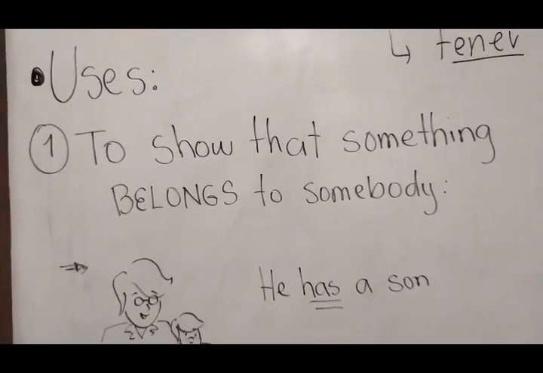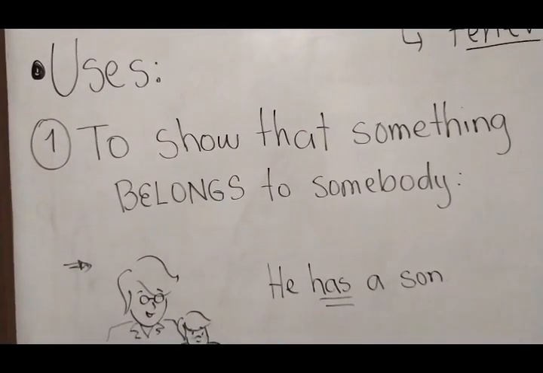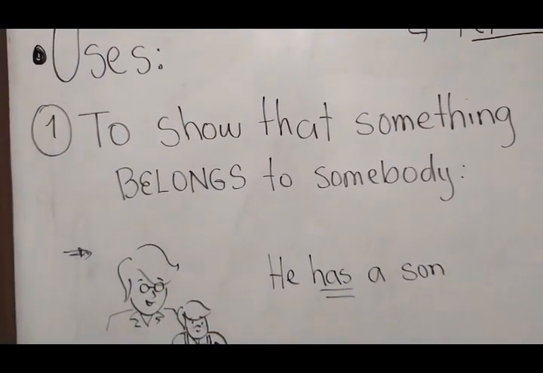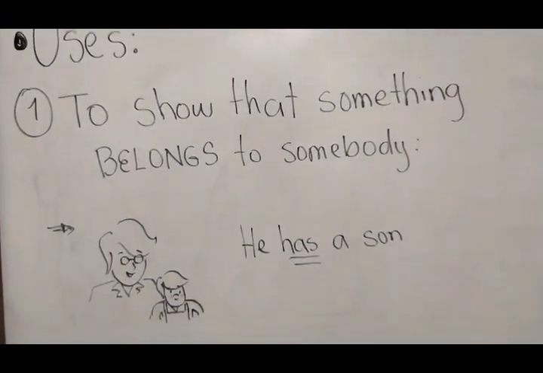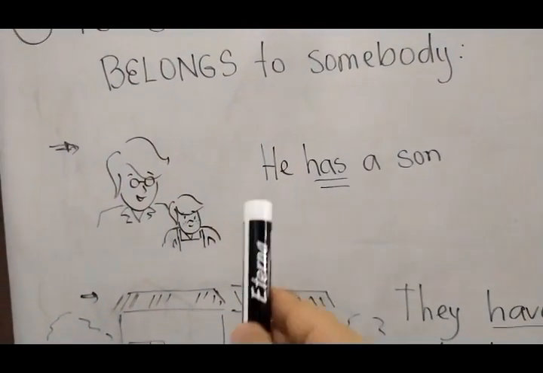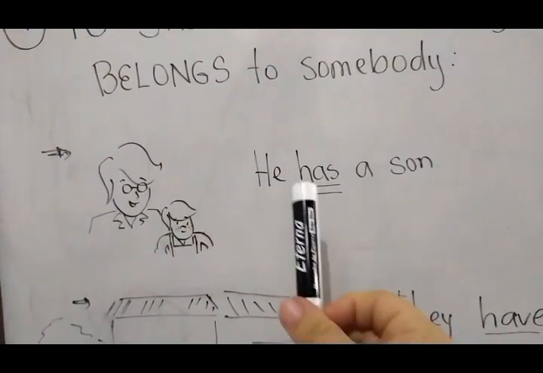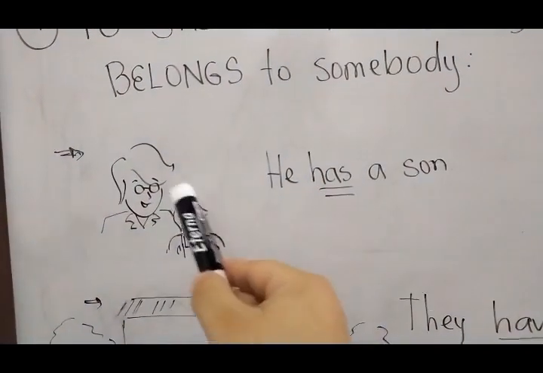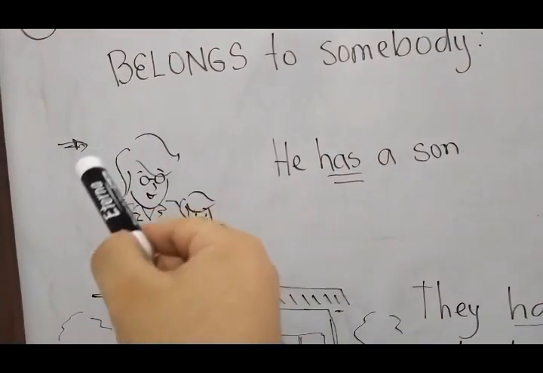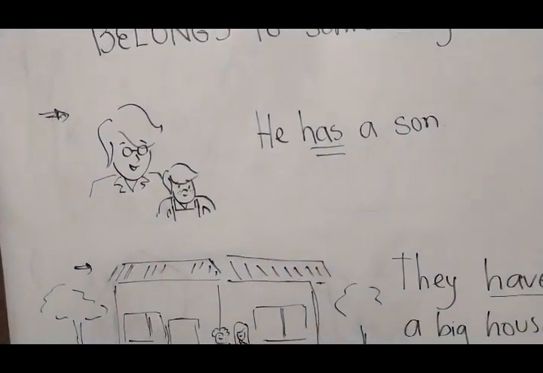So first, we use the verb have and has to show that something belongs to somebody. So, for example, he has a son. Él tiene un hijo. So that is a belonging. So that this son, that this boy belongs to this guy.